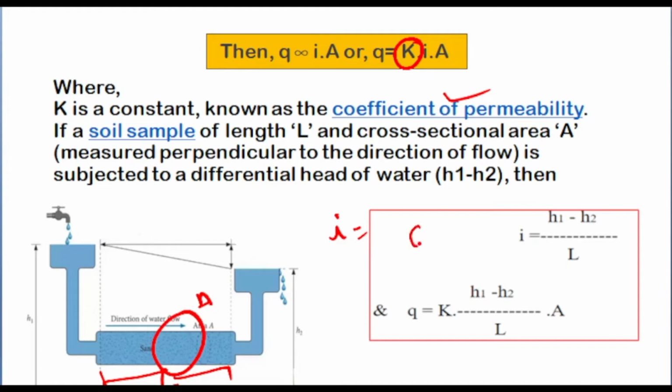So instead of writing Q is equal to KIA, I can also write it as Q is equal to K times (H1 minus H2) divided by L, into A. Because what is I? I is nothing but (H1 minus H2) divided by L, the change in the heads divided by the length of the sample.